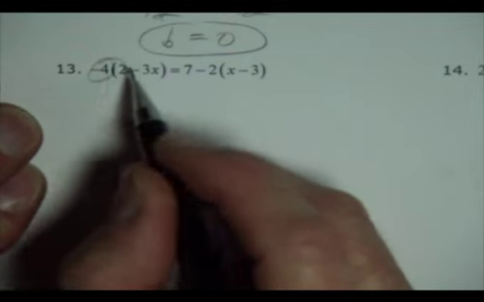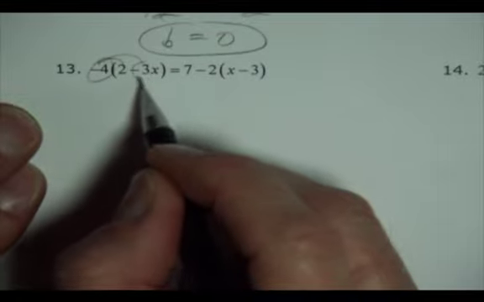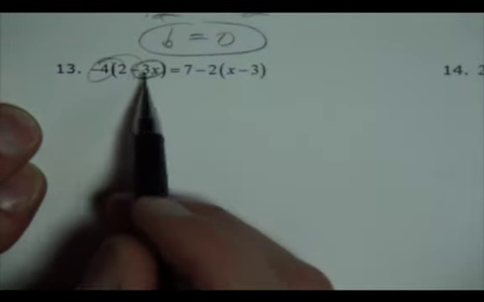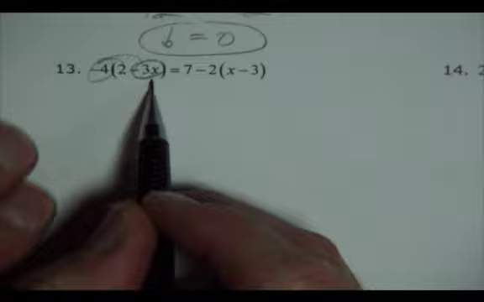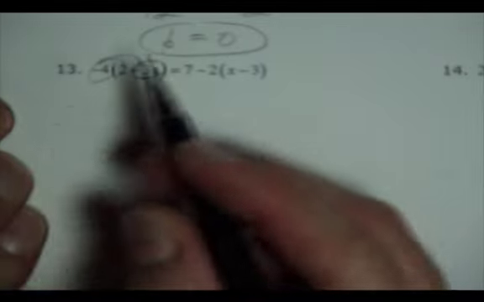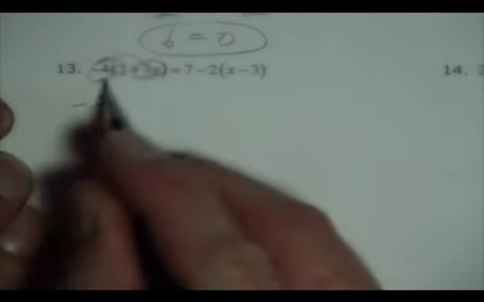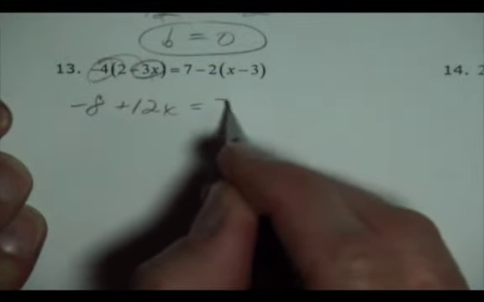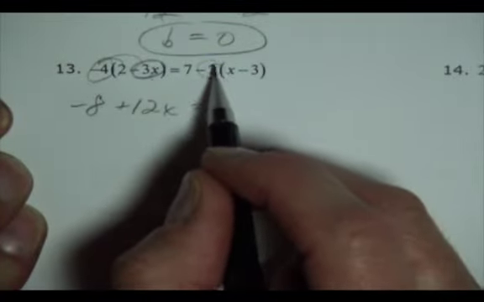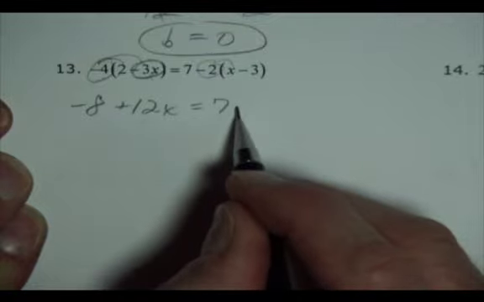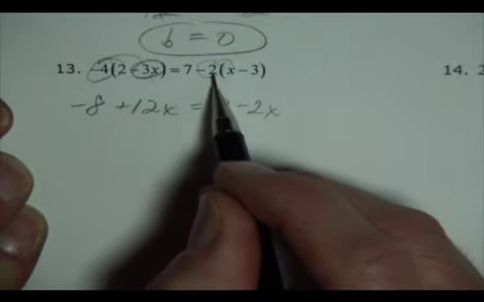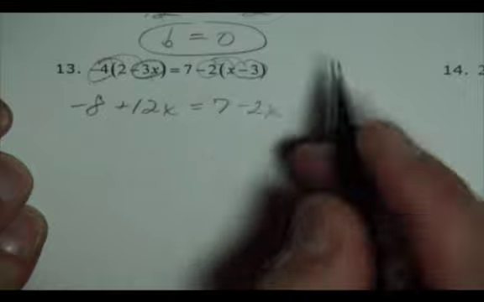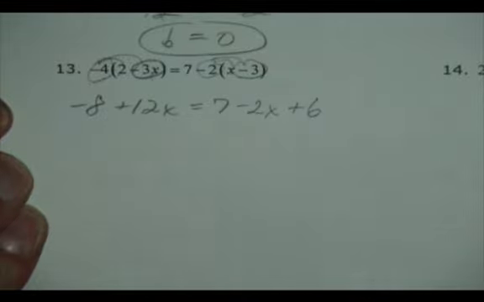We've got -4 times 2 and -4 times -3x. Again, capture that negative sign with the term. -4 times 2 is -8. -4 times -3x is plus 12x. That's equal to 7. -2 times x, so that's a -2x. And -2 times a -3, which is plus 6.